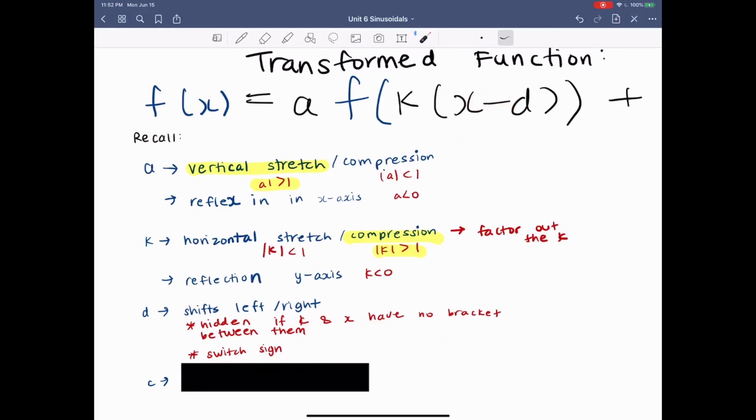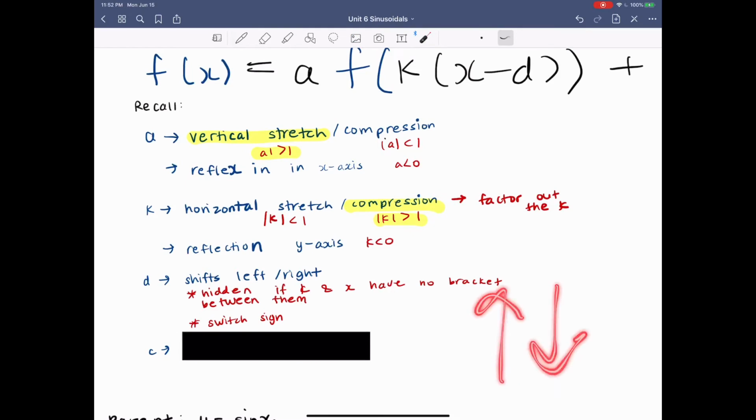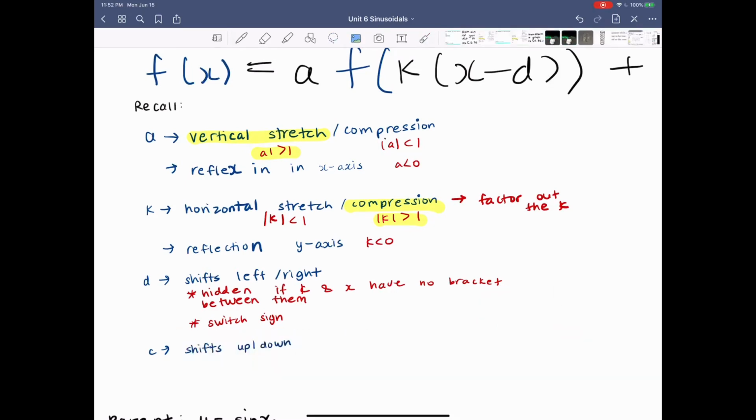I love this laser thing. And then the C is pretty straightforward actually. You're either going up or down, and that's all there is to it. It shifts up or down.